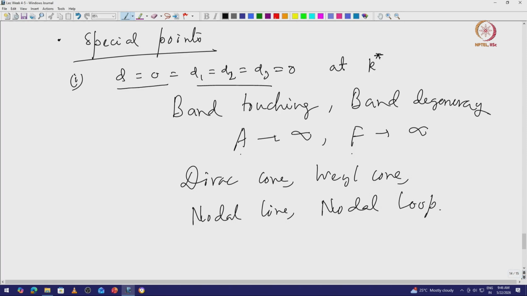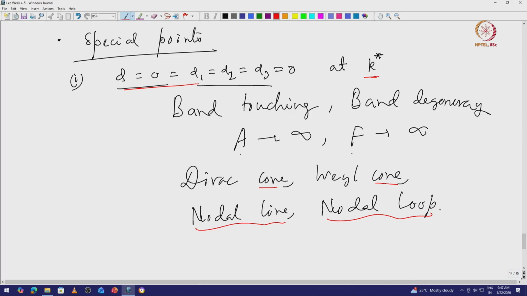So, then we are going to talk about two special cases. In the first case d equal to 0. So, that means the two bands have to touch at k star. If they touch at a given point, we will have Dirac cones, Weyl cones in 2D and 3D and even in 1D. In 1D we have already seen it, and if it happens on a contour, we will have line nodes, nodal loops and so on, and we will talk about these things in detail.